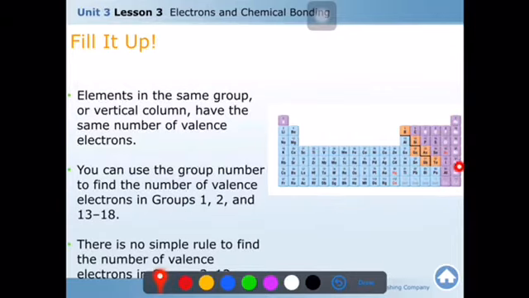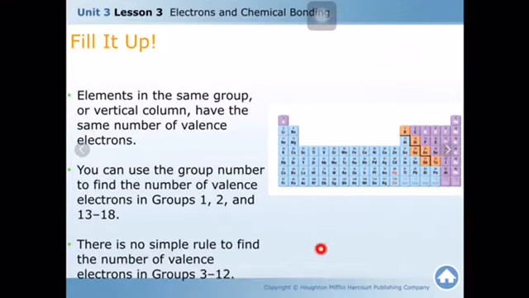All elements in a group have the same number of valence electrons, except helium, which has 2; the rest have 8 valence electrons. If you look over here, all of them have the same number of valence electrons. It means that the outermost layer of those atoms has the same number of electrons. Now over here, look at it. There is no simple rule to find the number of valence electrons in groups 3 to 12.